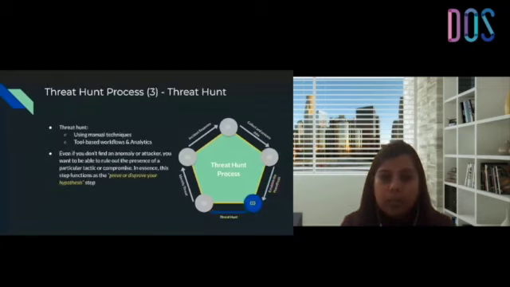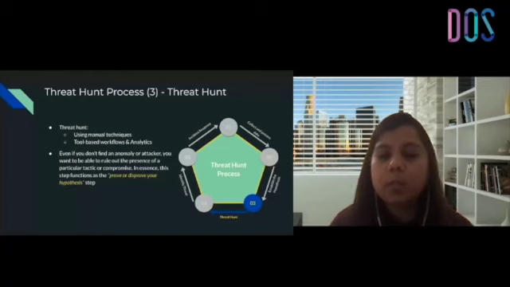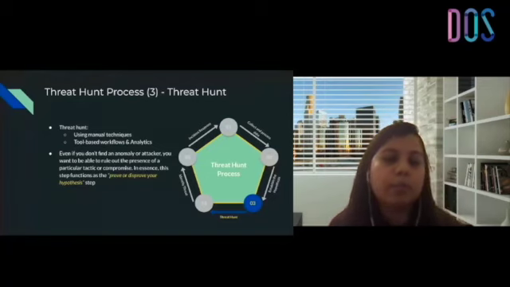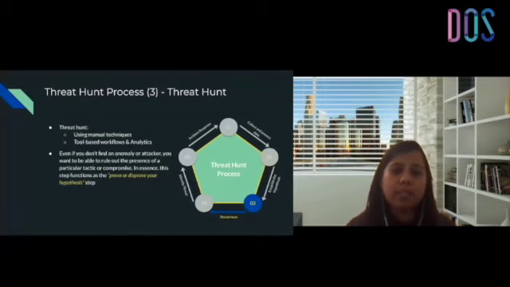Then we get into the actual threat hunting once you've done all this. You can use manual techniques, or you can use tools. Basically, say you've established a hypothesis: I have users with Windows machines, and they have sufficient admin privileges. So what are the potential threats a user with sufficient admin privileges on a Windows machine can pose?